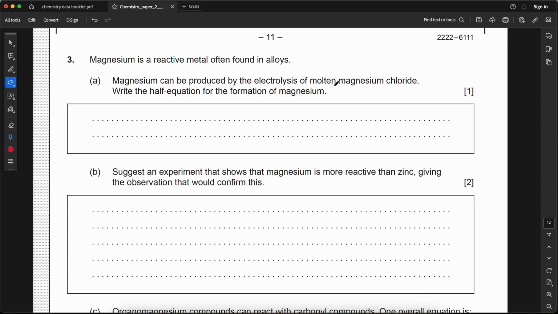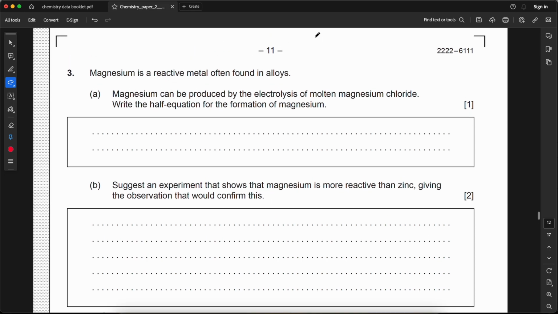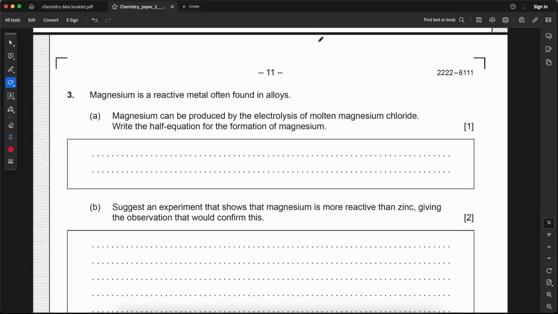Magnesium is a reactive metal often found in alloys. Magnesium can be produced by the electrolysis of molten magnesium chloride. Write the half equation for the formation of magnesium. Okay, so for electrolysis, this is the key. So positive will be anode, negative will be cathode. Okay, anode always experience oxidation, so lose electron. Cathode always experience reduction, so gain electron.